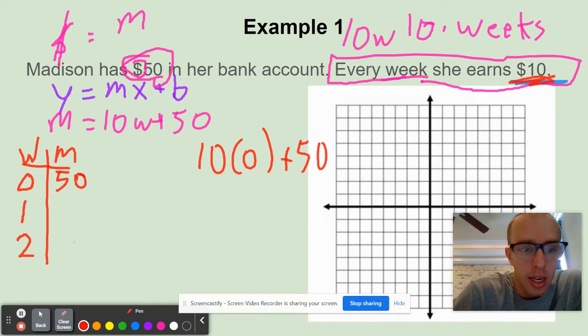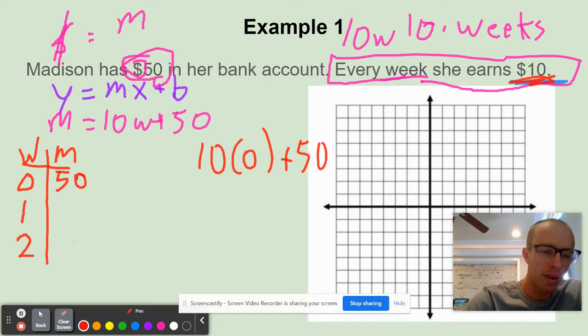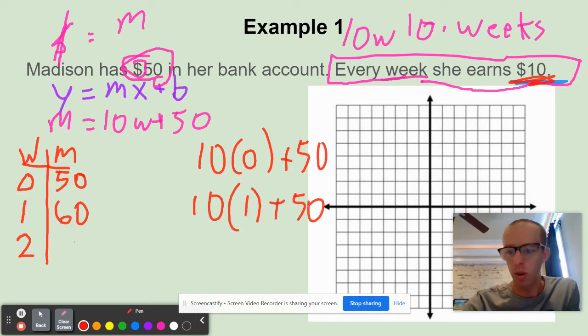Now after 1 week, she earns $10, right? So now I just need to go up 10. So after 1 week, we go up 10. She now's got $60. If I wanted to show that mathematically, I just do 10 times 1 plus 50. 10 times 1 is 10. 10 plus 50 is 60, right? We could plug that in. See how this is all connected. The equation can be used to find the points on the table. Everything's connected. It's all the same thing.